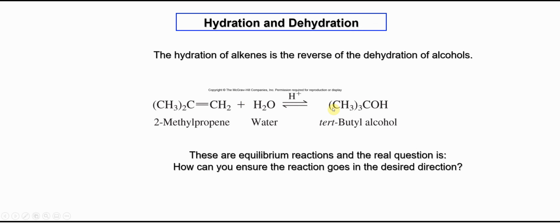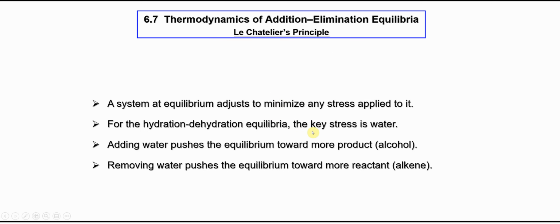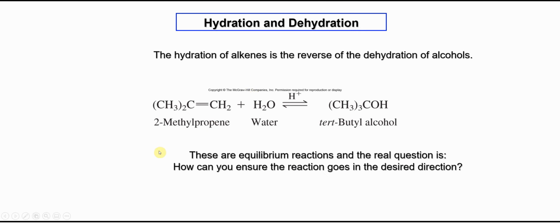In our hydration and dehydration reaction, water is your major external stress. Your key stress is your water. Therefore, if you add more water, the reaction wants to decrease this water. How do you decrease the water addition? You move your reaction to the forward, meaning you are going to produce more alcohol.